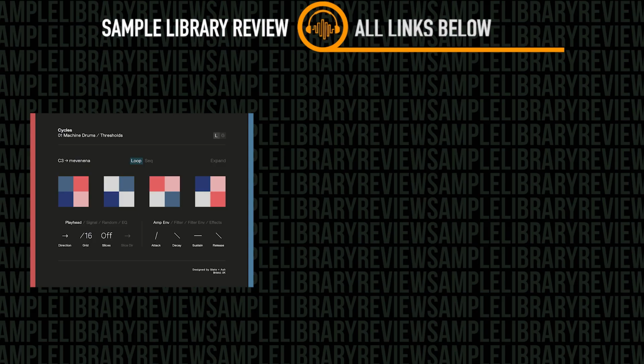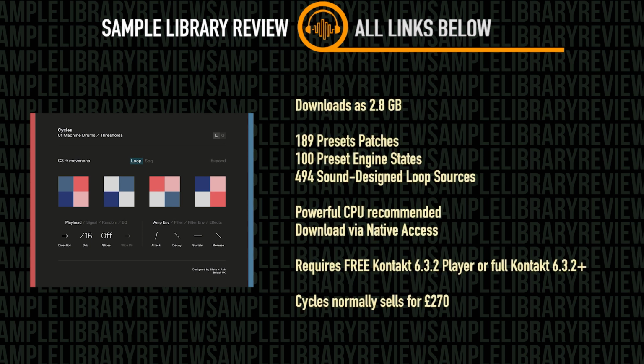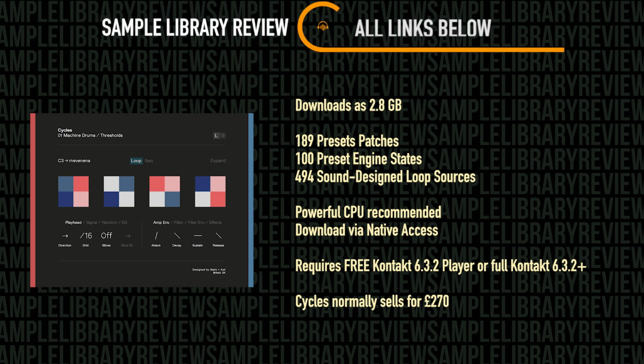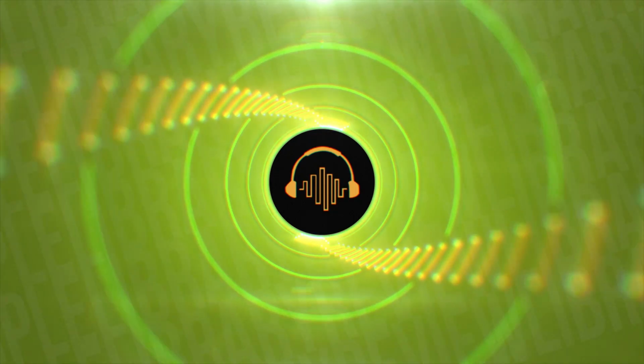Cycles downloads at 2.8 gigabytes and has 189 preset patches. There are 100 preset engine states and 494 sound design loop sources. Slate and Ash recommend that you use an up-to-date and powerful CPU. Cycles runs in the free Contact Player 6.3.2 or better and is also using NKS. Cycles sells for £270 at Slate and Ash, but is also available in a bundle with Auras for £390.